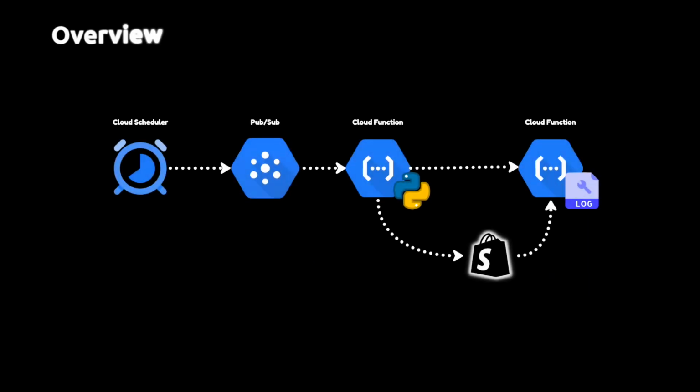The way it works is that we'll have Cloud Scheduler send a message to a Pub/Sub topic once every 5 minutes. This message will then trigger a Cloud function to extract data from the Shopify store and then print out the number of orders to a Cloud function log. This would be a good starting point for writing more advanced ETL pipelines.